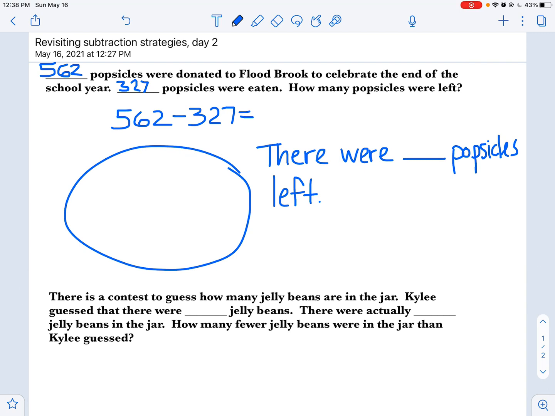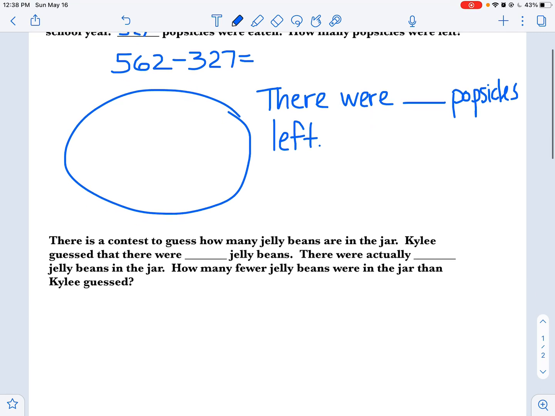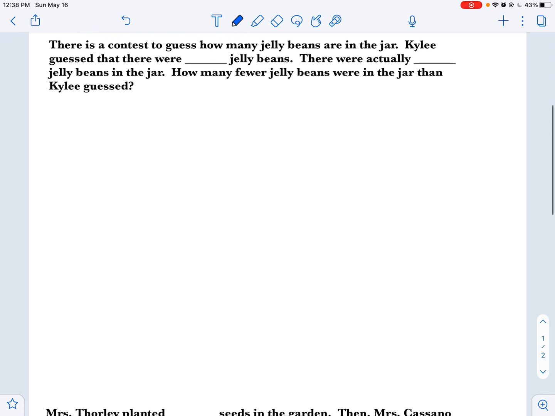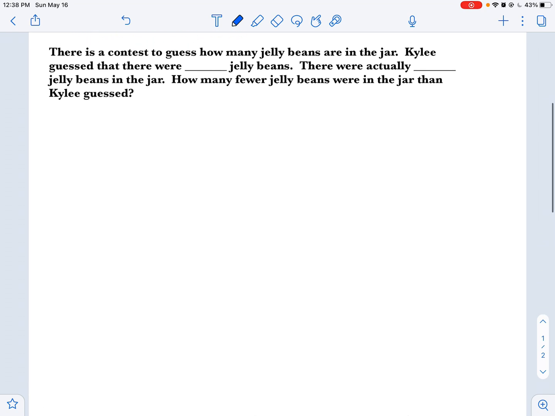I would love to see if you decide to choose one of these problems or make your own to challenge yourself to a different type. So let's take a look at another type of problem. Here's the next one. There is a contest to guess how many jelly beans are in a jar. Kylie guessed that there were blank jelly beans. There were actually blank jelly beans in the jar. How many fewer jelly beans were in the jar than Kylie guessed?